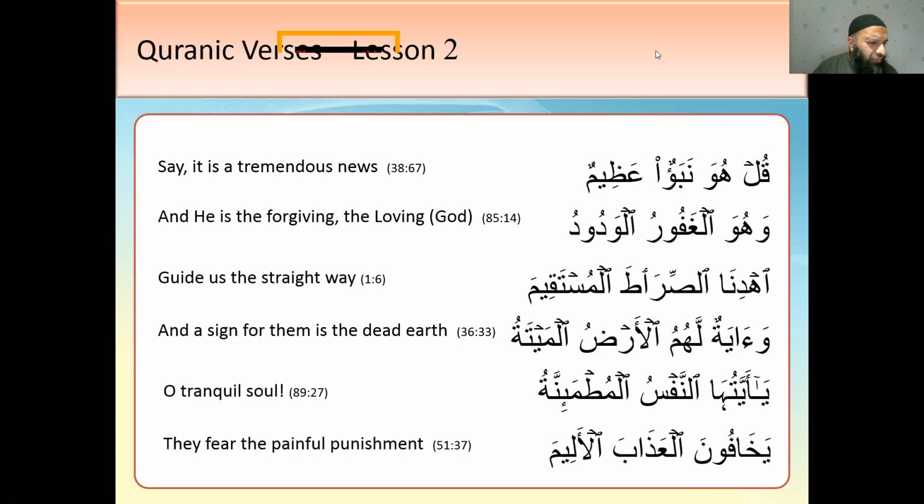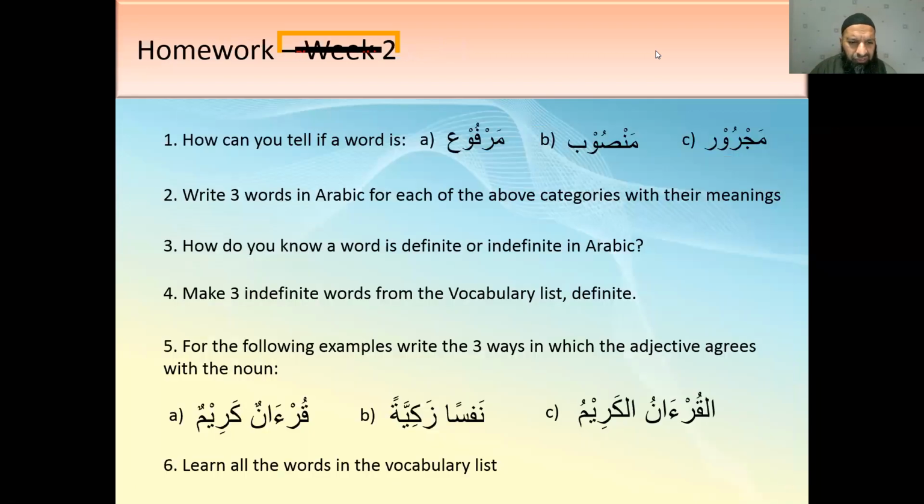Can you explain question 5 in a bit more detail, please? So question 5 is, for the following examples, write the three ways in which the adjective agrees with the noun. So, I'll help you out with the first one. Qur'anun, they're both marfu. This is marfu, this is marfu. This one is indefinite, this one is indefinite. This one is masculine, this one is masculine. You can apply that same thing pretty much to the others. I hope that made sense.